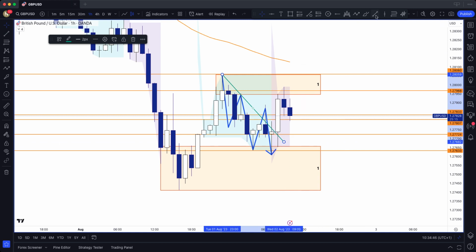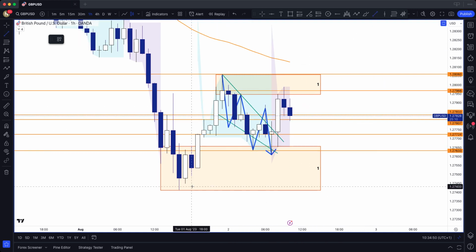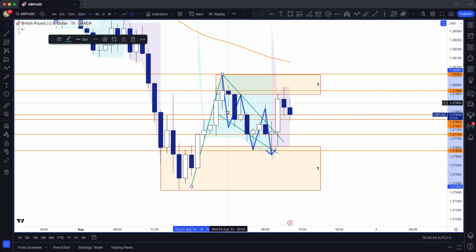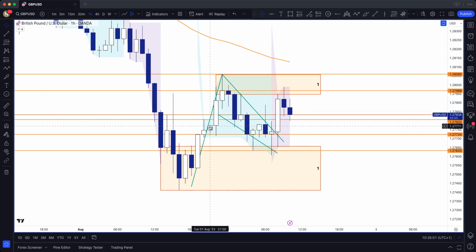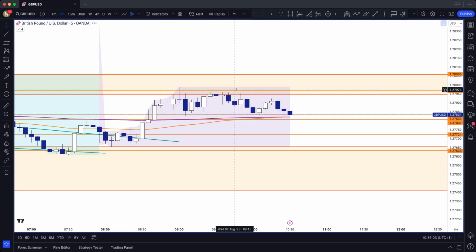It almost looks like a flag. It almost looks like some sort of a flag, where you have here the pole of the flag, the aggressive push to the upside, price pulls back, and then we're looking for a breakout to the upside, okay? So that's kind of how I imagined it and how I saw it on the chart.